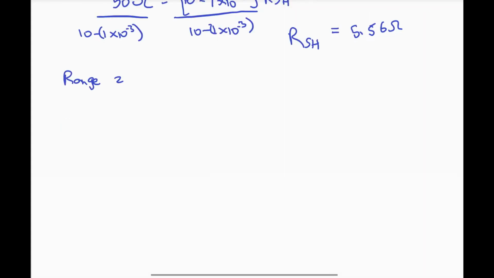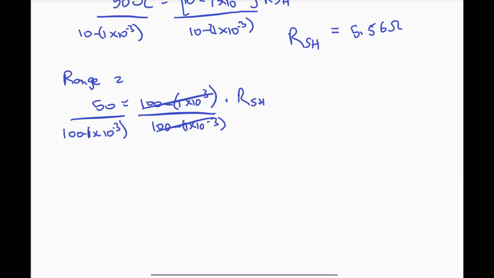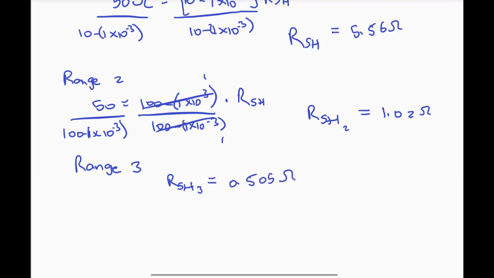For range 2, I have the same thing. 50 is equal to 100 minus 1, and so I have my shunt resistance for range 2 as 1.02 ohms. If you do the rest, for range 3, doing the same way, I'll have the shunt resistance 0.505 ohms, and for range 4, I'll have the shunt resistance 0.1 ohms.